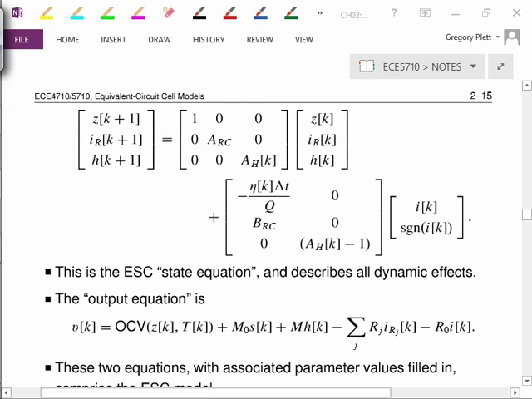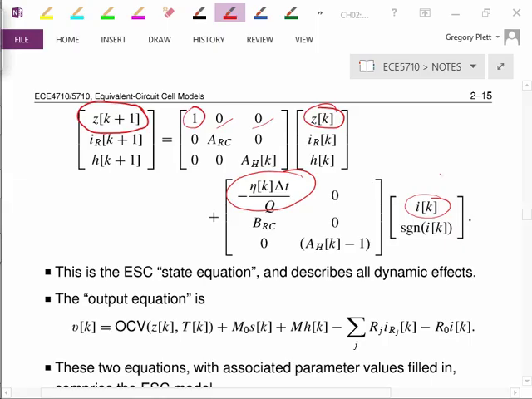And combine all of the equations that we have seen that describe the internal dynamics of our equivalent circuit model. This says state of charge at time k plus 1 is 1 times state of charge at time k plus 0 times I_R plus 0 times H, and then minus eta delta t over Q times input current. That's exactly what we saw before, and that is part of this model.